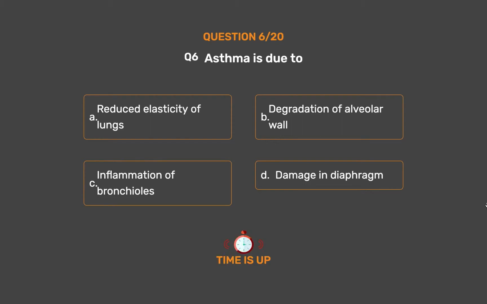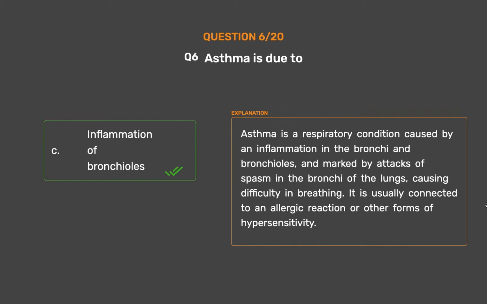The correct answer is option C. Inflammation of bronchioles. Asthma is a respiratory condition caused by an inflammation in the bronchi and bronchioles, and marked by attacks of spasm in the bronchi of the lungs, causing difficulty in breathing. It is usually connected to an allergic reaction or other forms of hypersensitivity.